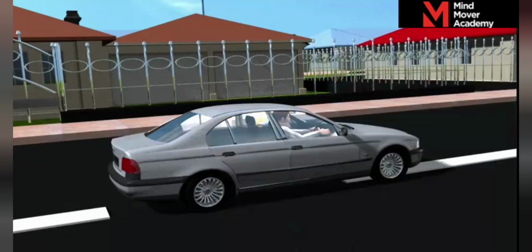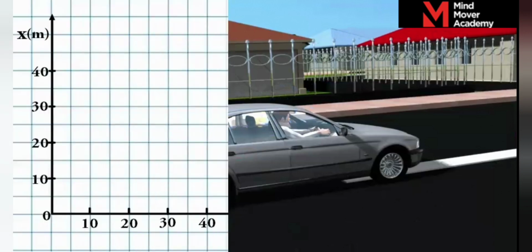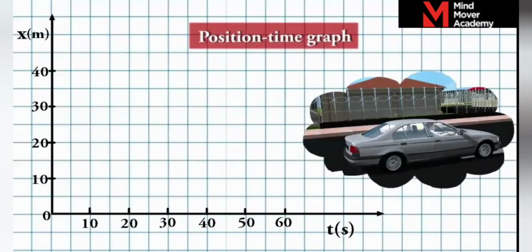Let us first consider the simple case in which an object is stationary. For example, say a car standing still at x equal to 40 meters. The position-time graph is a straight line parallel to the time axis.